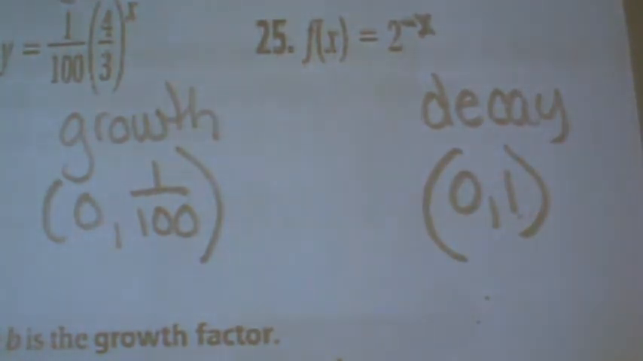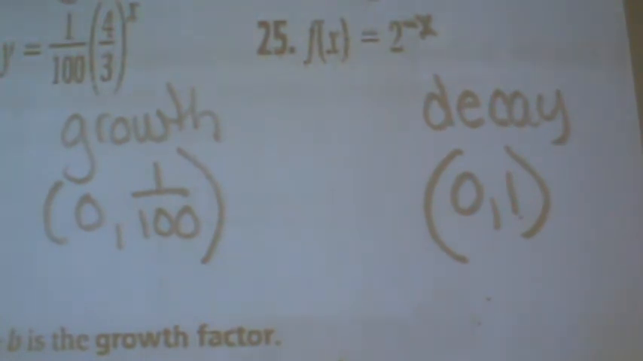Now, do you guys understand this? Yeah. So three things you should be able to do. You should be able to look at the equation and describe that it's an exponential model, and tell me if it's decay or growth, and the y-intercept.